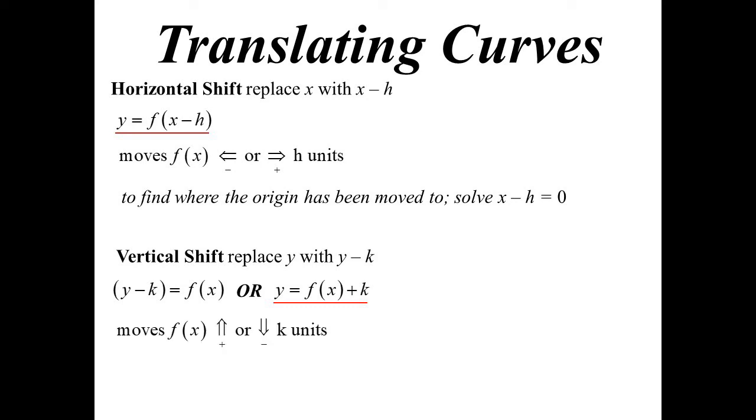So it will move it up or down, depending on whether k is positive or negative. And so again, if you are unsure, then you would solve y minus k equals 0, and that will tell you where the origin has gone to. So let's look at some.